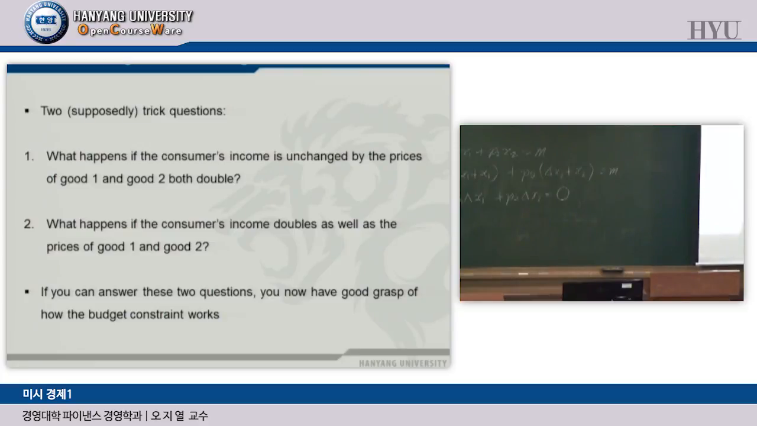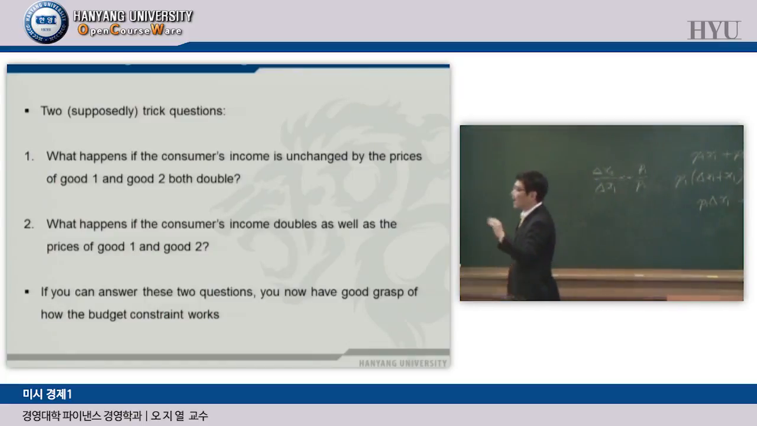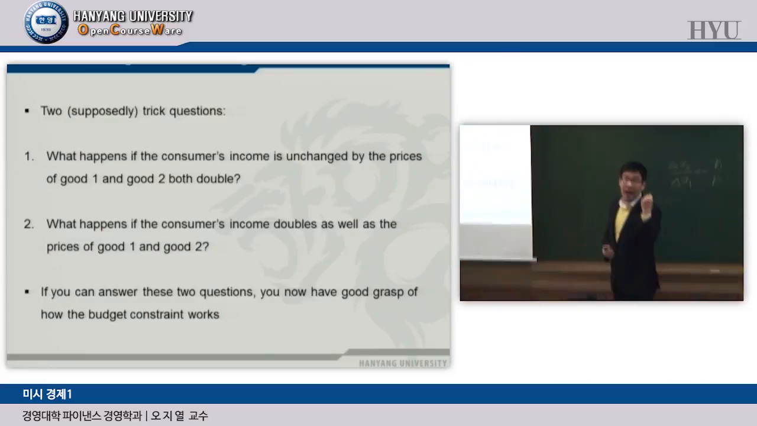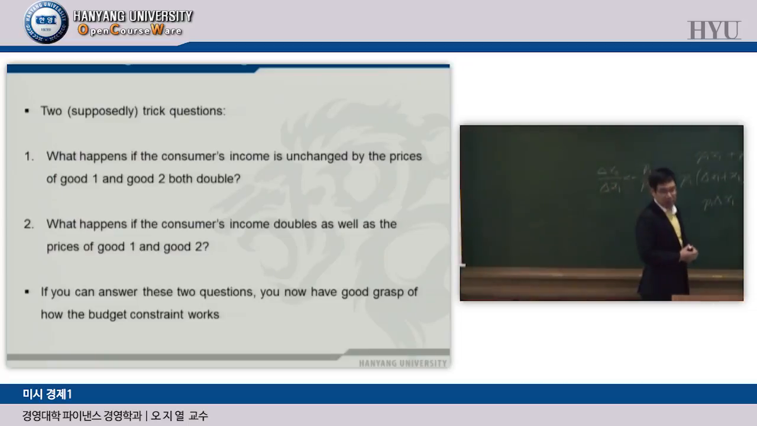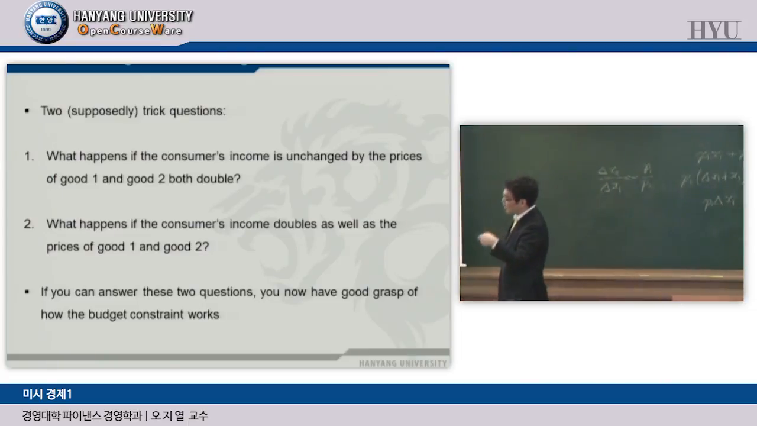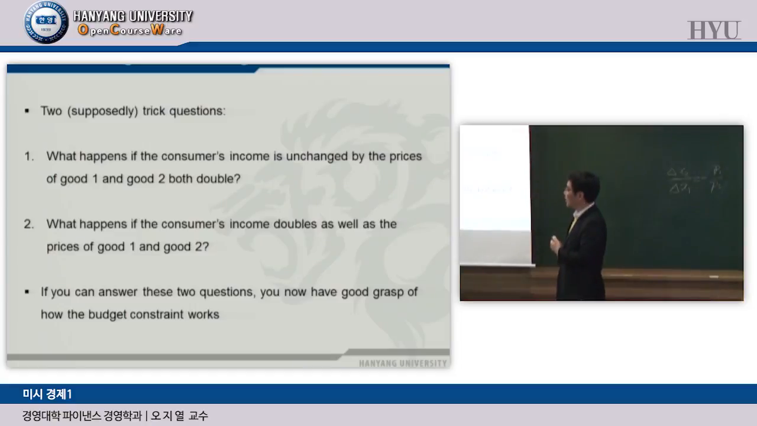Units of measurement don't matter in economics. It's all about relative terms. Yep? Income relative to prices. Price of one good relative to another. How you measure it, the units of measurement are irrelevant. Okay? So, given that the class is answering these two questions with relative ease, I think we have a good understanding of how this budget line works. Okay?